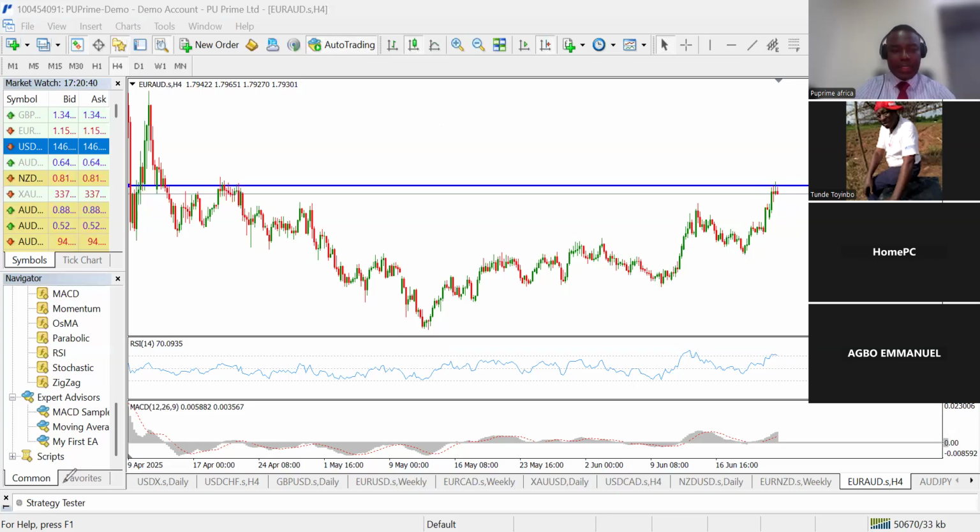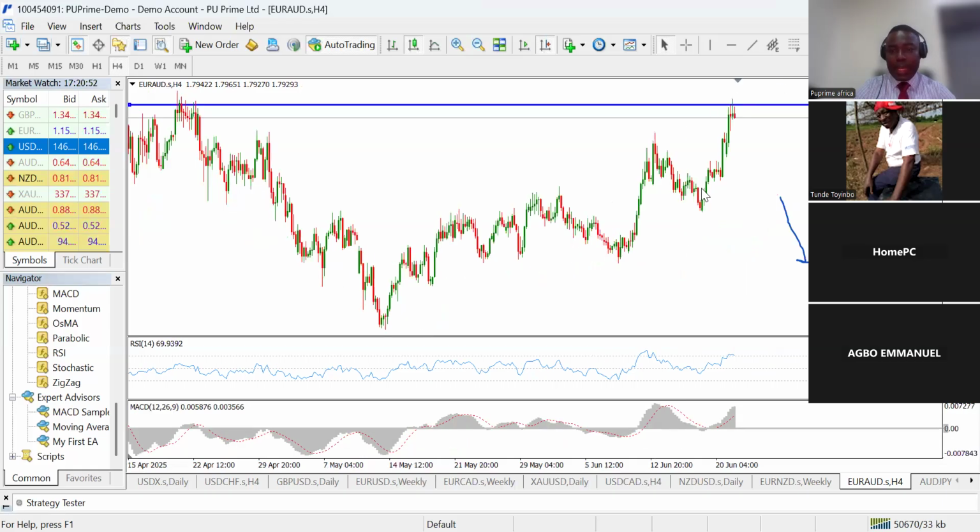Now, if we set a bearish trade on this particular instrument, that's Euro AUD, we can as well. Now, let me use the rectangle box to indicate this region.